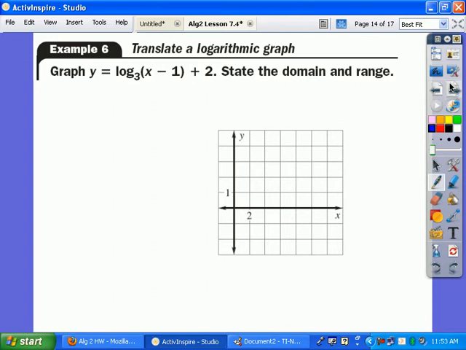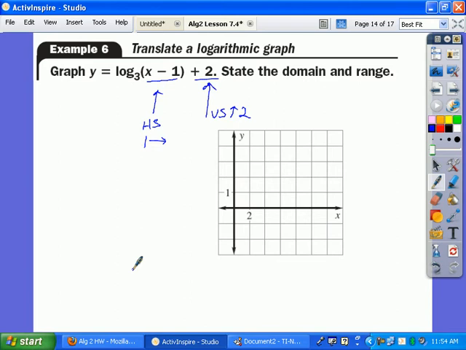I see a +2 here. What do you think that's going to do? Vertical shift, up 2 units. I see a -1 here, x - 1. That's going to give us a horizontal shift 1 unit to the right, the opposite direction. And of course, the question we should start with is, what are we transforming? What was the parent function? The parent function was log base 3 of x.